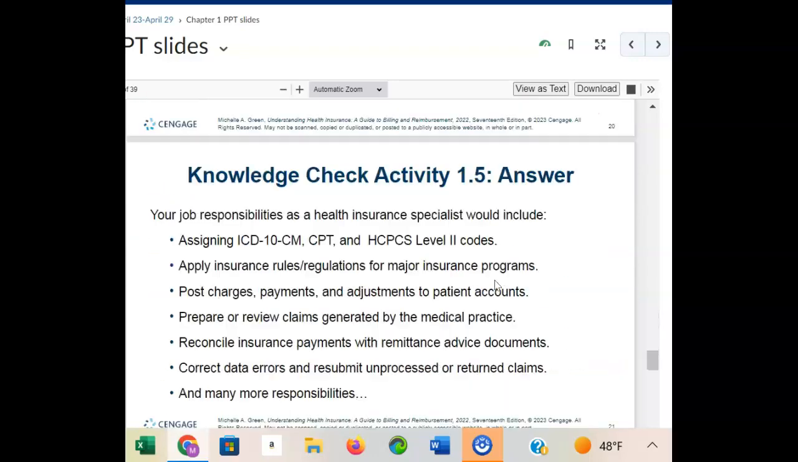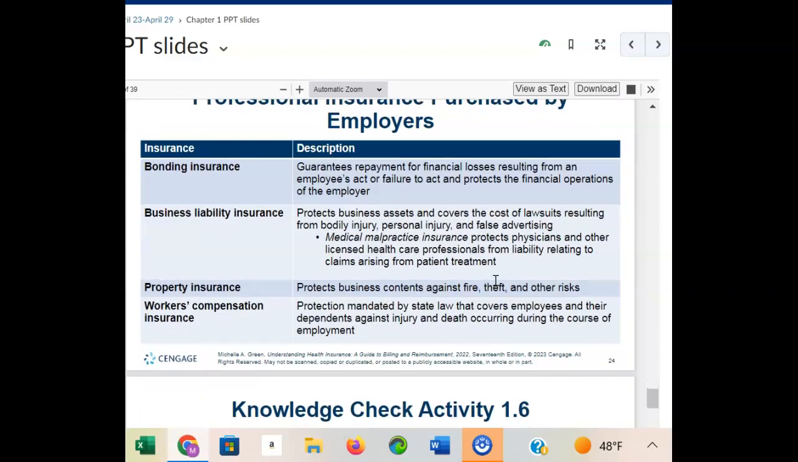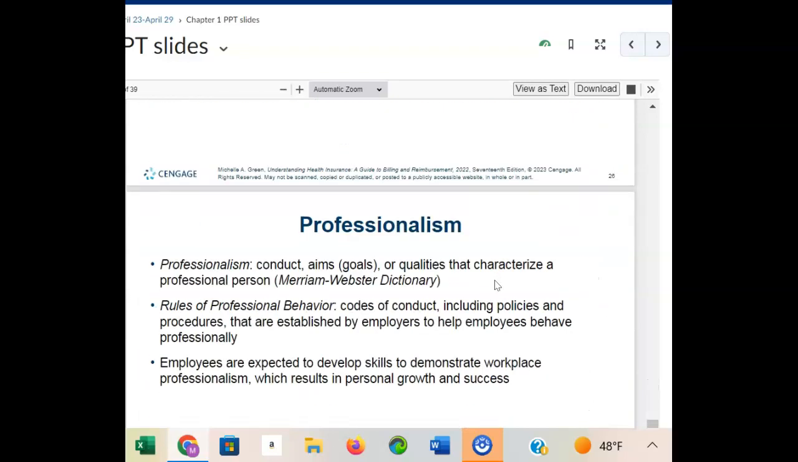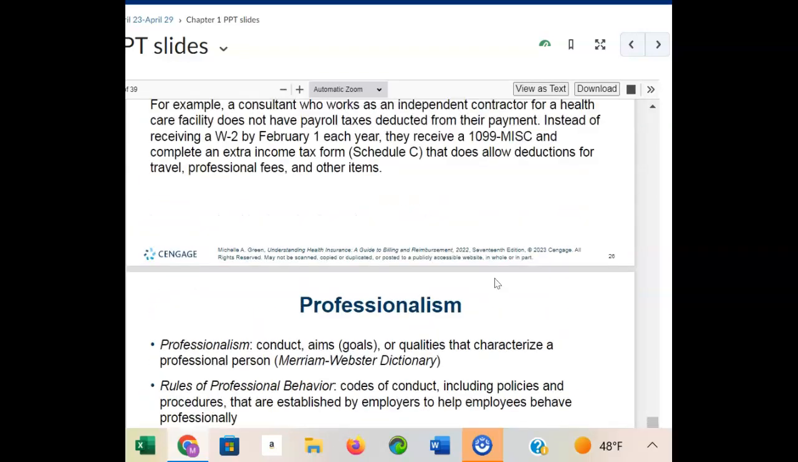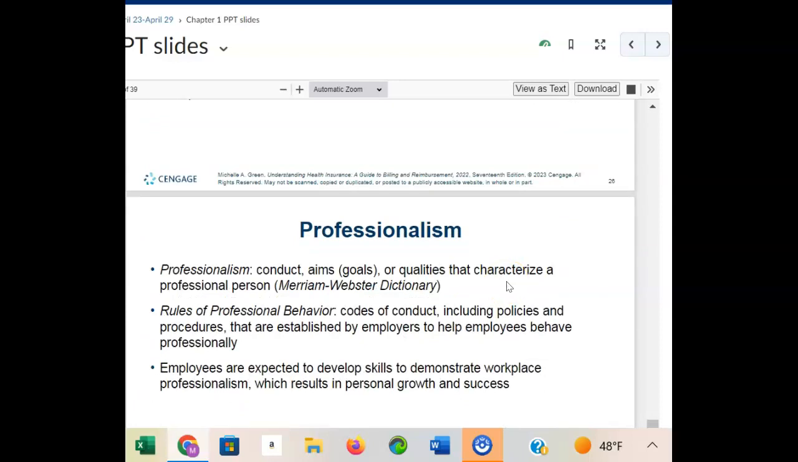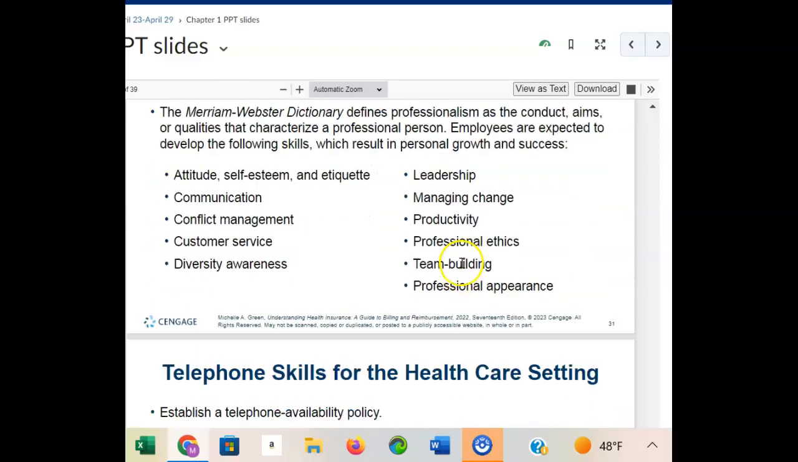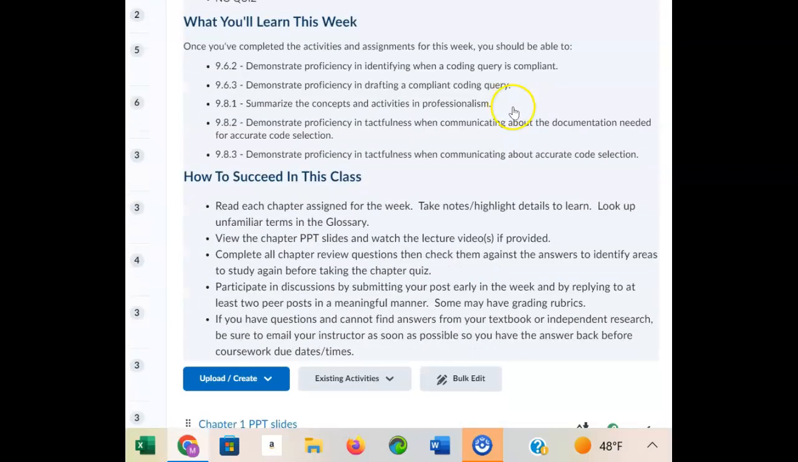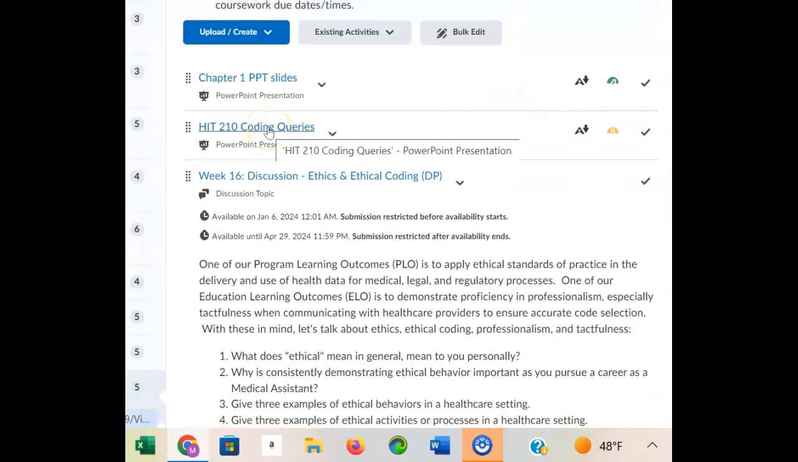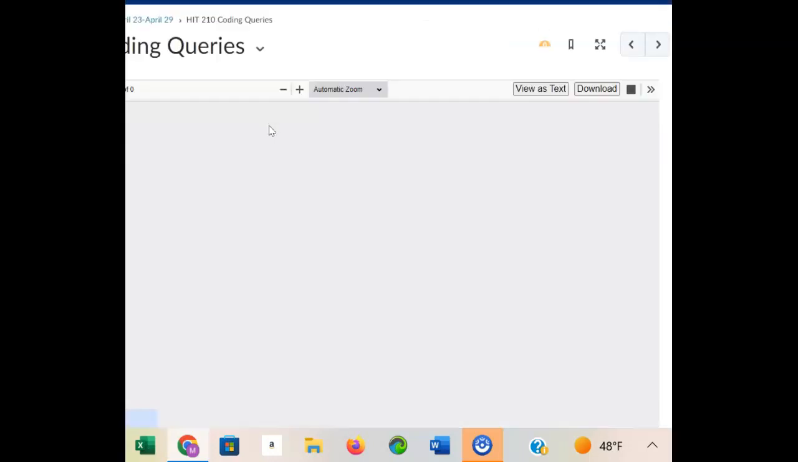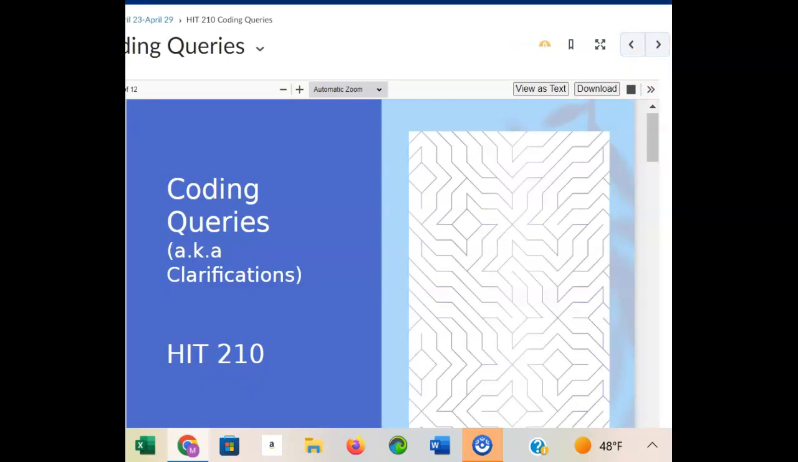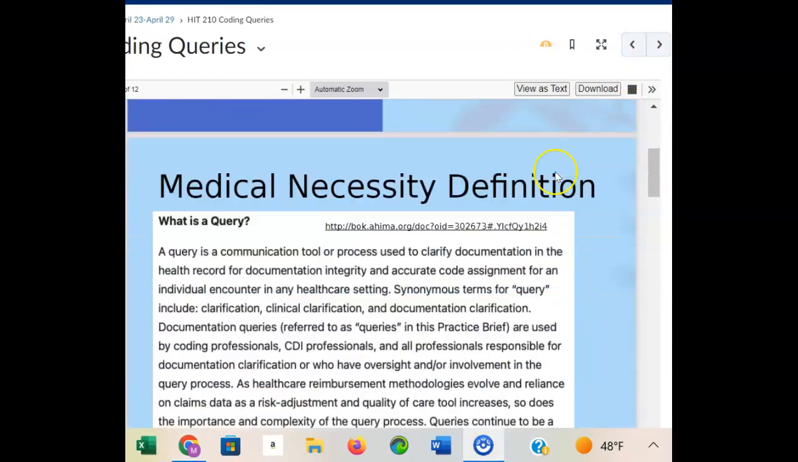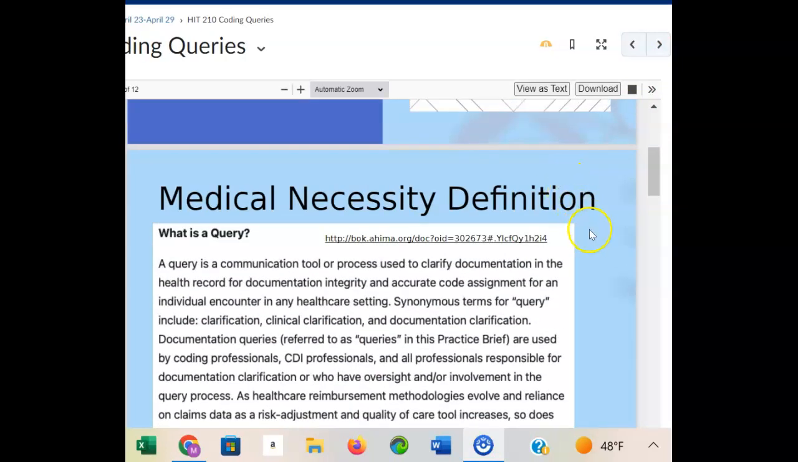The next thing I want to do is talk about medical necessity, which we kind of talked about here, and how it relates to physician queries. Here we get into professionalism as we round this one off. So let's go back. I want to go to HIT 1010 coding queries. Okay, medical necessity, we just talked about that.